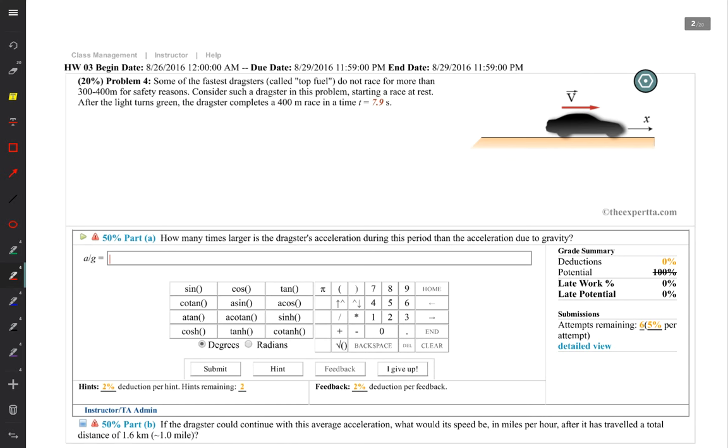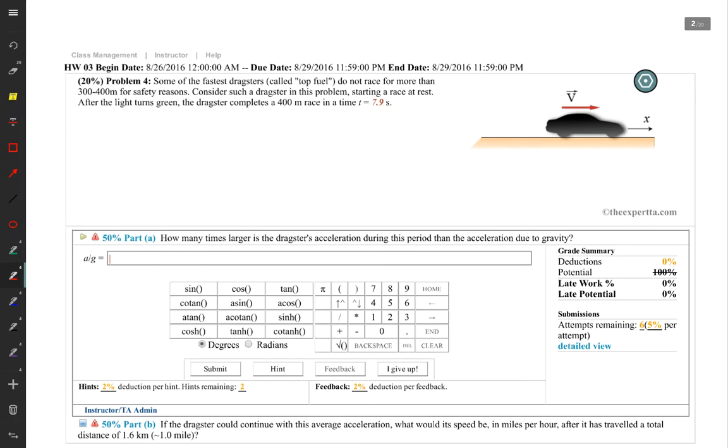Read the problem first. I'll read it out loud. I've got those kind of mad skills. Some of the fastest dragsters, called top fuel, do not race for more than 300 to 400 meters for safety reasons. Consider such a dragster in this problem starting a race at rest. After the light turns green, the dragster completes a 400-meter race in a time of 7.9 seconds. Now, you will have different times for everybody.